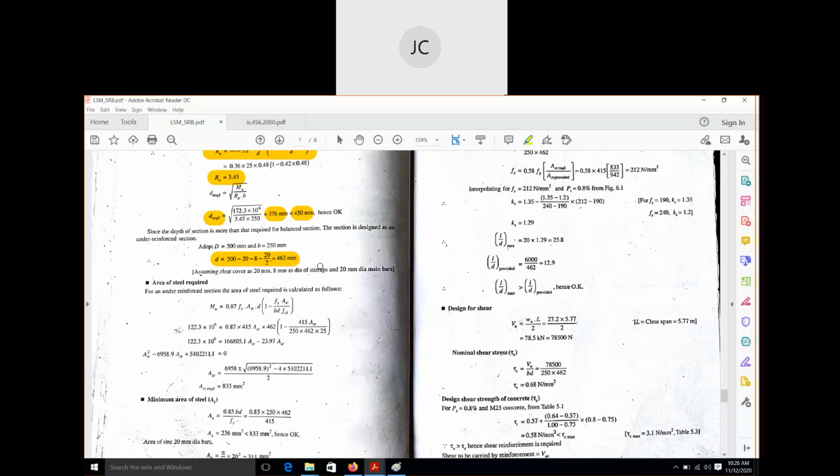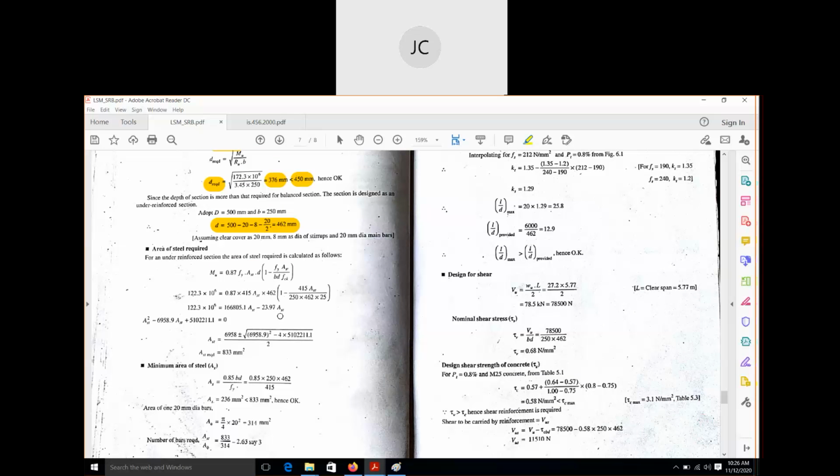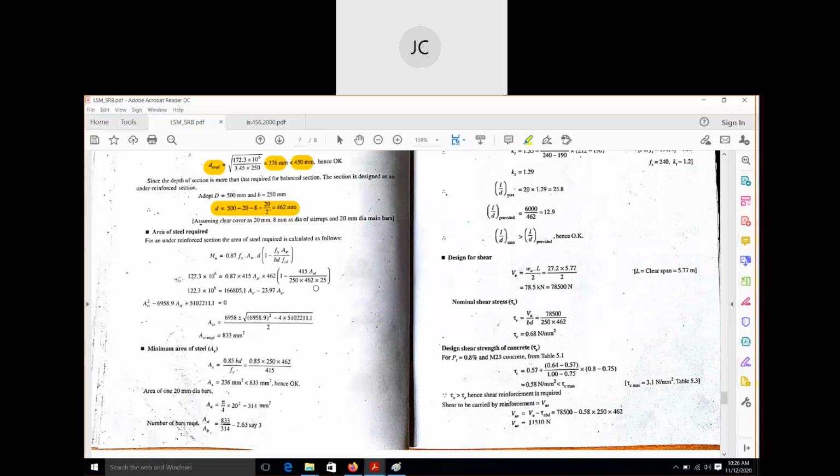Okay, so let us see next how to find out the area of steel. This is a very simple procedure. We have solved it so many times. Just see the calculation. I hope all of you will understand this one. I'm not going to explain this part because this is a very simple one. But if you have any doubt or any confusion, you can ask me. See the area of steel.